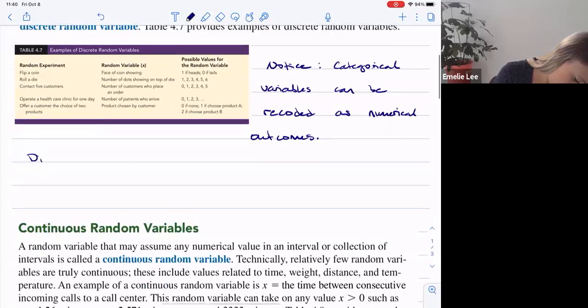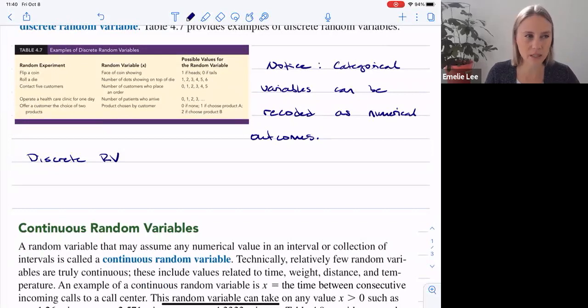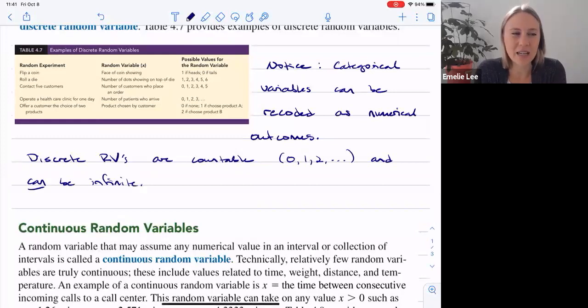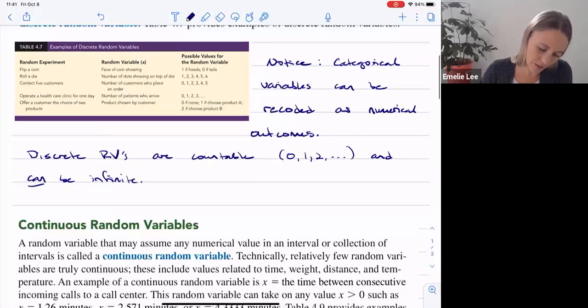And I will make a note here that discrete random variables, I'm just going to use RV, I guess. Random variables are countable, 0, 1, 2, and can be infinite. For me, I always get hung up on, well, I can't count to infinity, but in theory you could. So that's what we're saying. So it has to be countable.